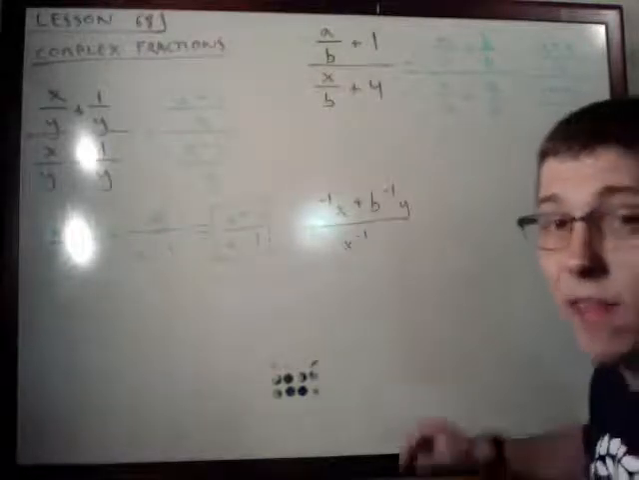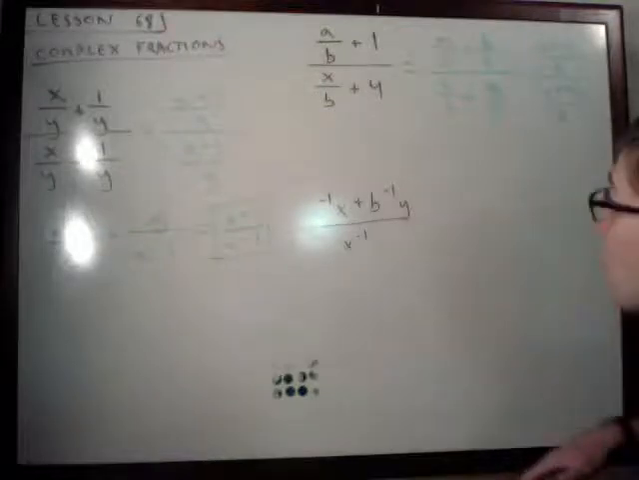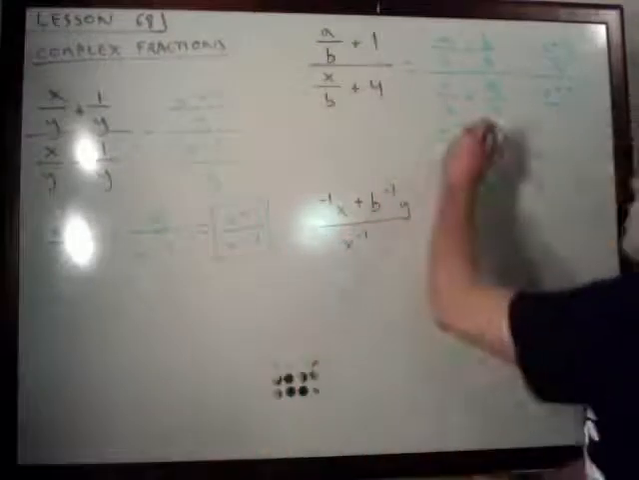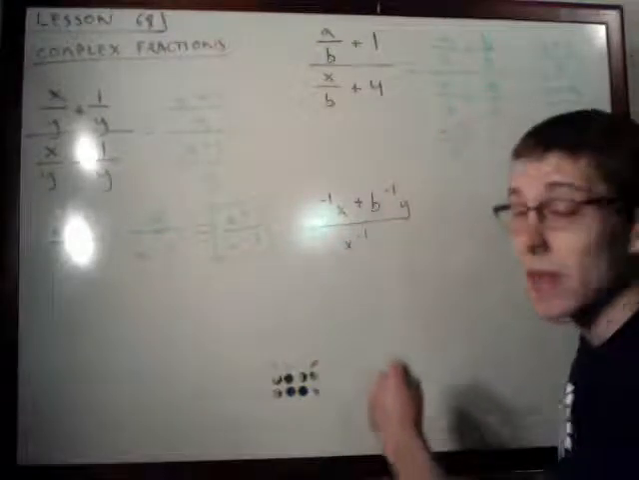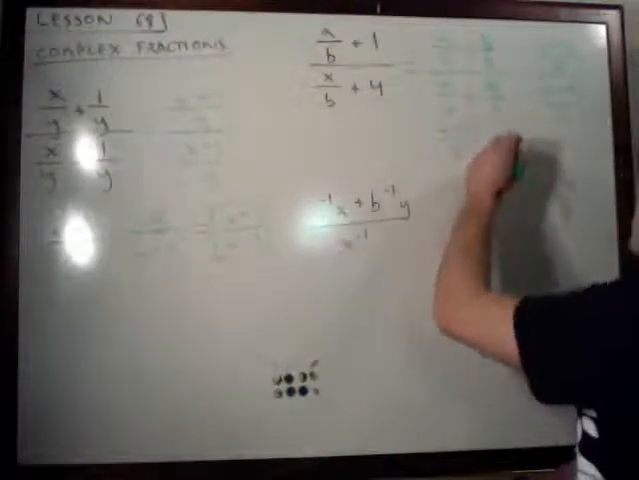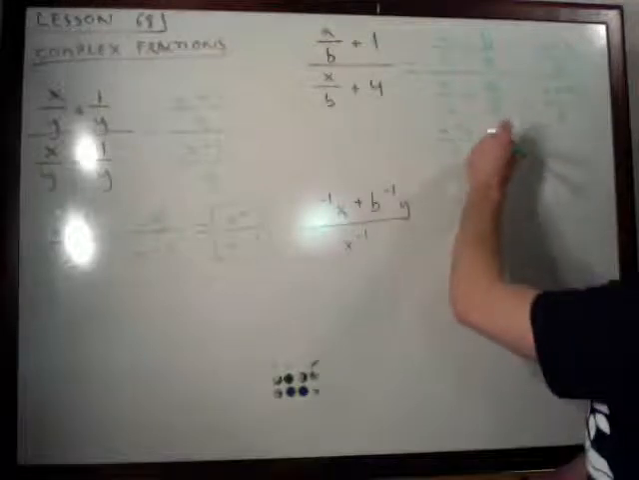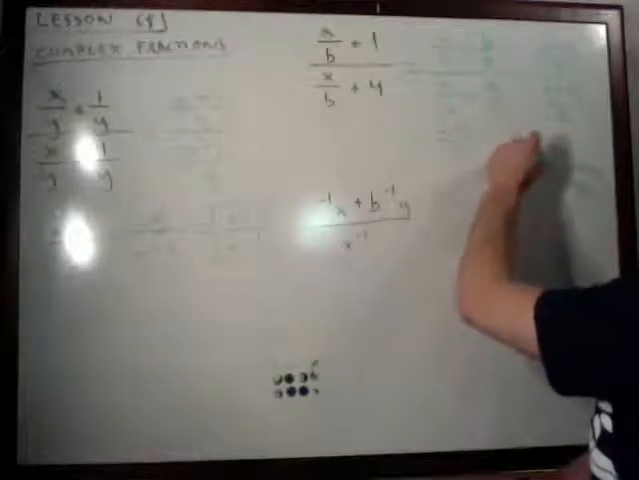Same thing again. Now that we've added on the top and the bottom, we're going to keep, change, flip. So we'll keep our a plus b over b. We'll change division to multiplication. And we'll flip this guy, so we end up with b over x plus 4b.